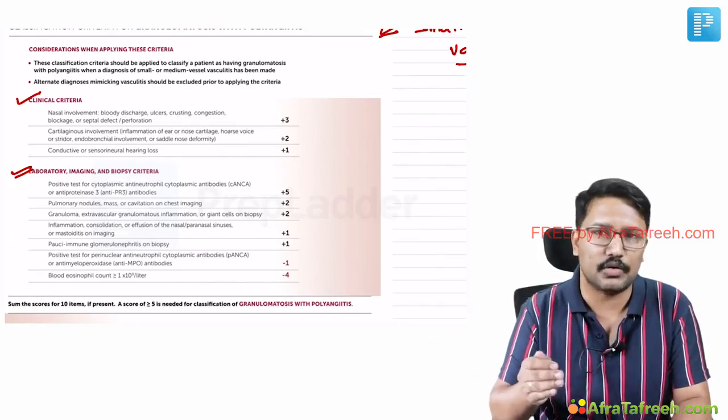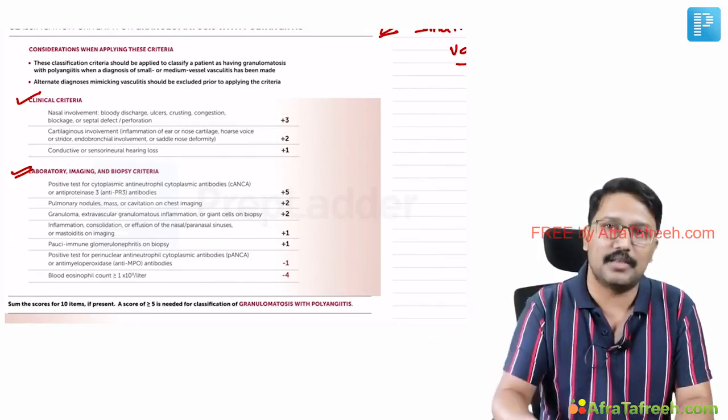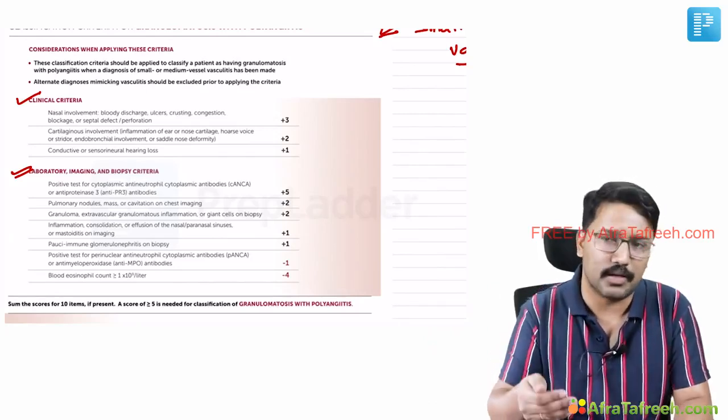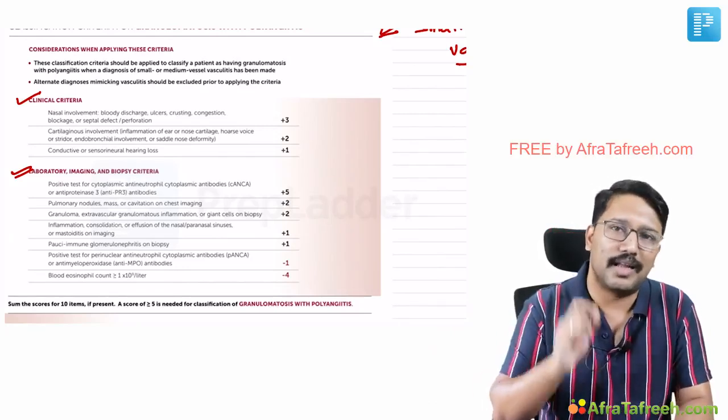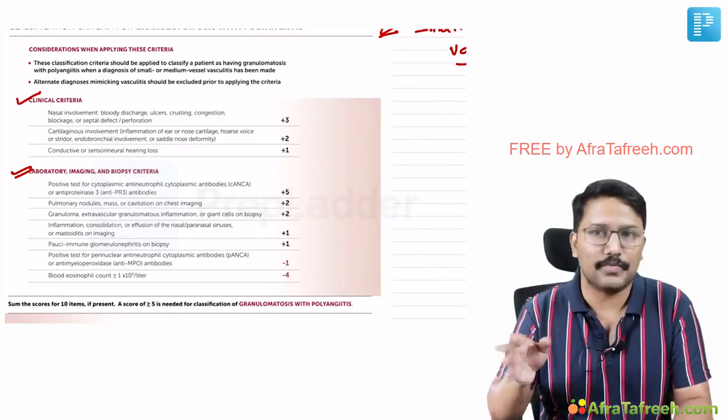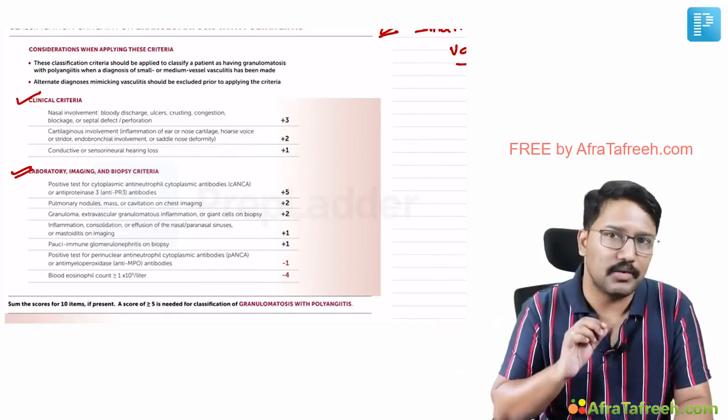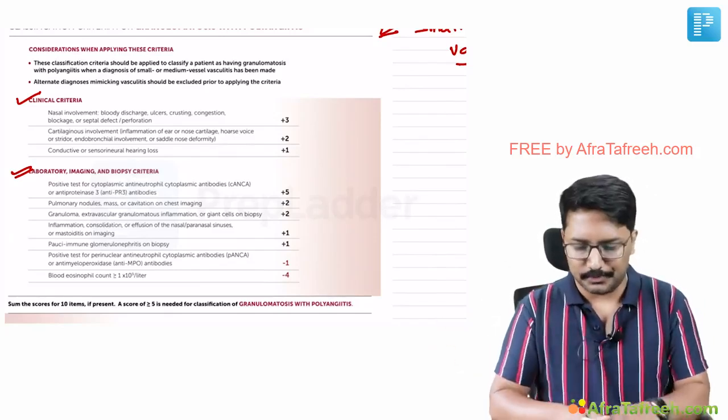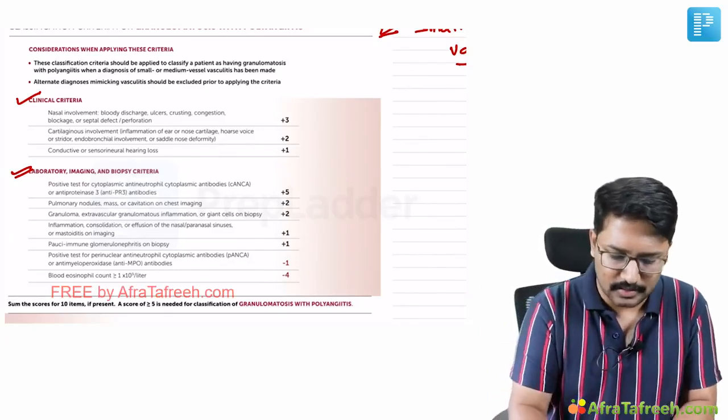So if you see peripheral eosinophilia in a patient where you're suspecting GPA or MPA, we will be giving some negative score to that. Just because there is eosinophilia, it doesn't rule out these conditions. So we will be giving some negative score to those points, right? Okay. So first, let us talk about the clinical criteria.